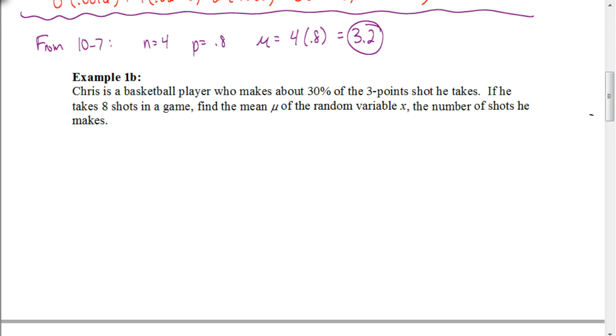So why don't you try this one on your own? Chris is a basketball player who makes about 30% of the three-point shots he takes. If he takes 8 shots in a game, find the mean of the random variable x, the number of shots he makes. So why don't you pause this video and use the theorem that we just learned in this lesson to find the mean number of shots he would make.